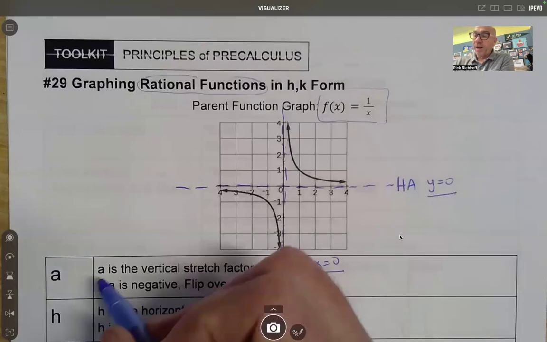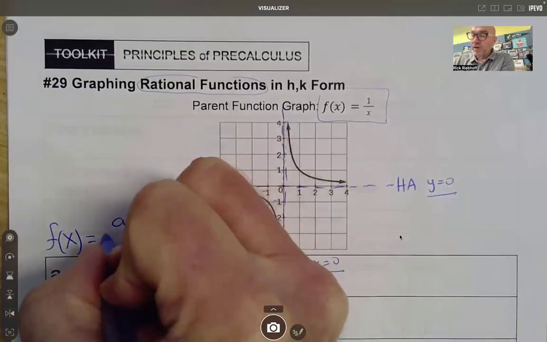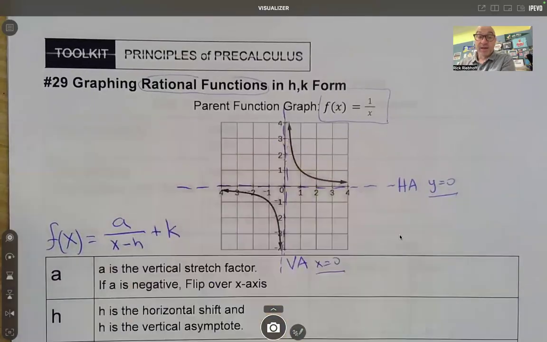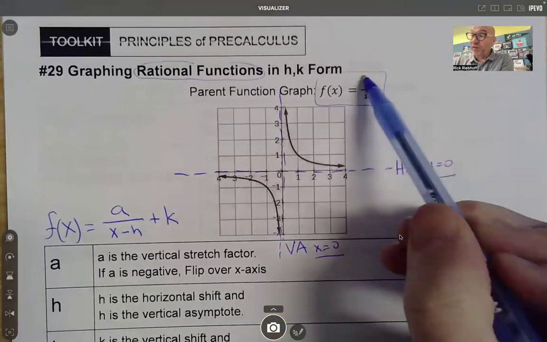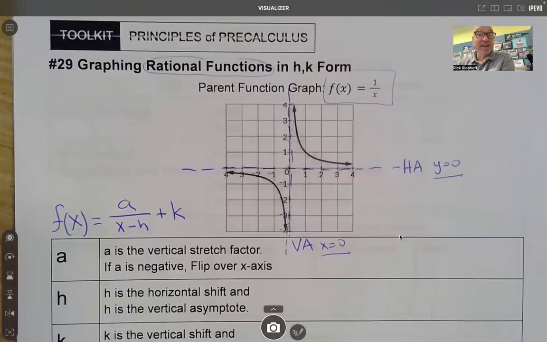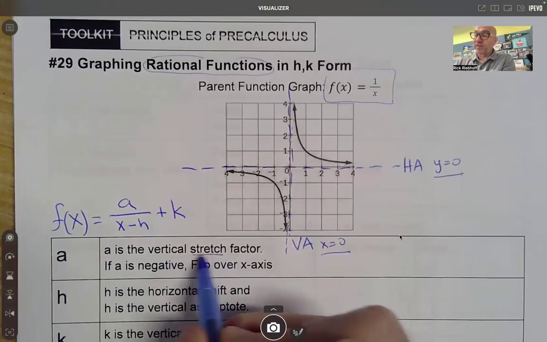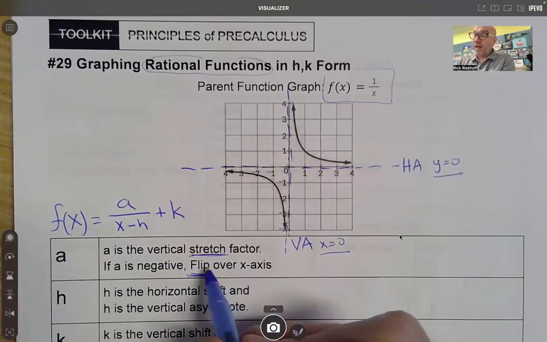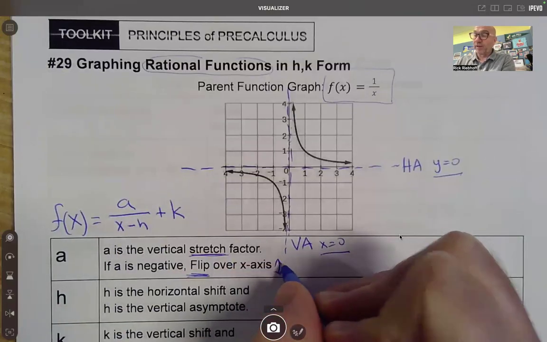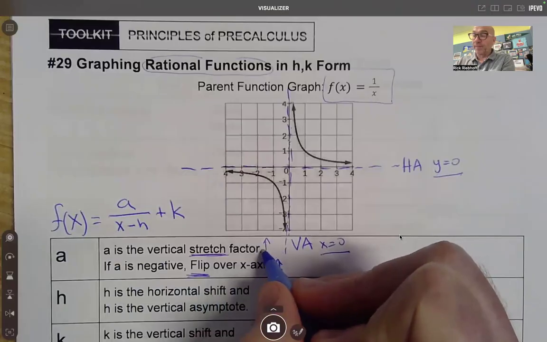All right. So here we go. If we have this form, f of x equals a over x minus h plus k, what we're doing is taking this function right here and transforming it in the way we've transformed everything else all year long. A is going to tell us if it's stretching or shrinking, and is it flipping? If A is negative, we flip over the x-axis. We flip up and down. A is the vertical stretch factor, so that's stretching up and down.